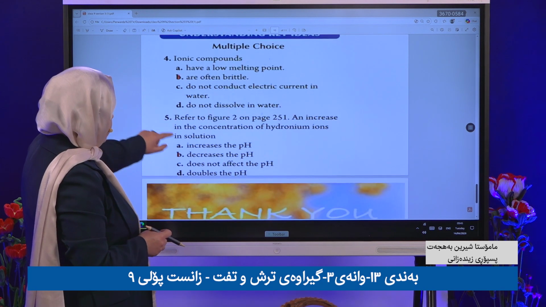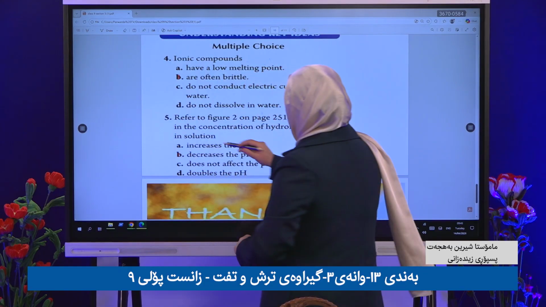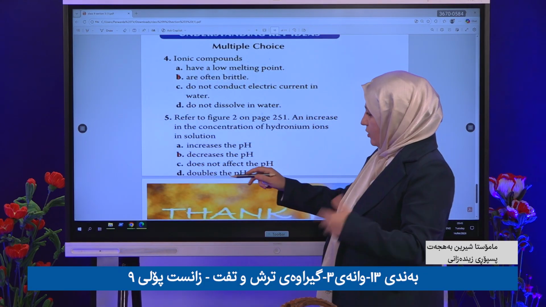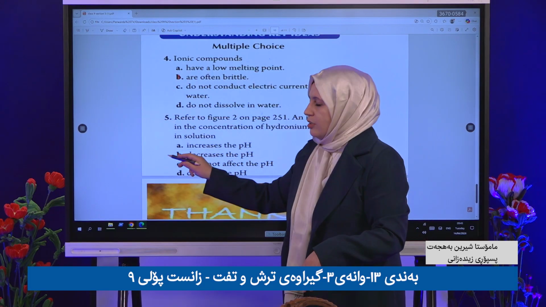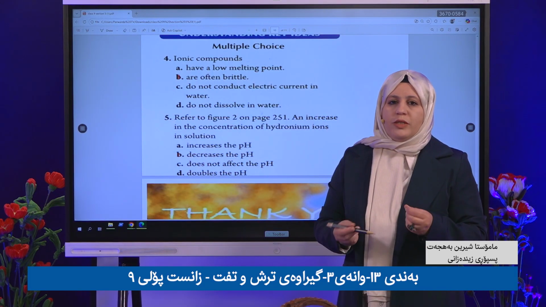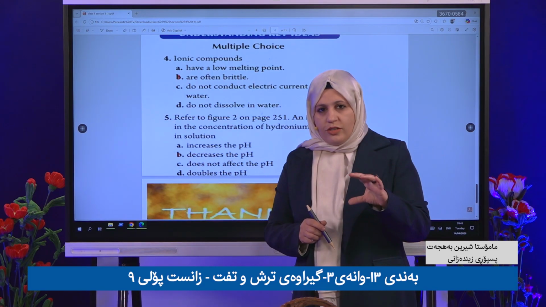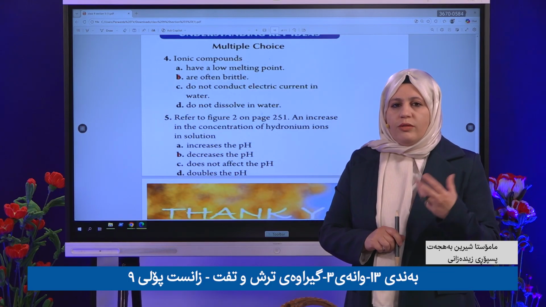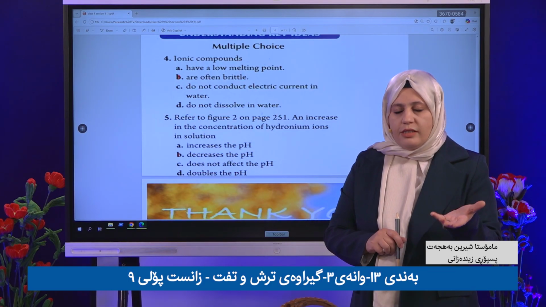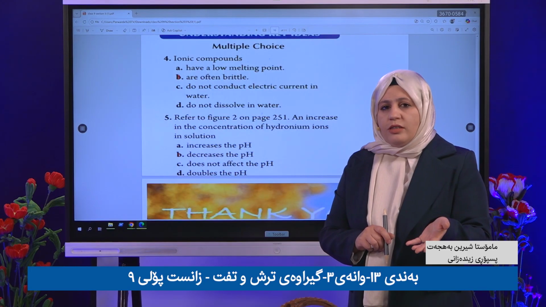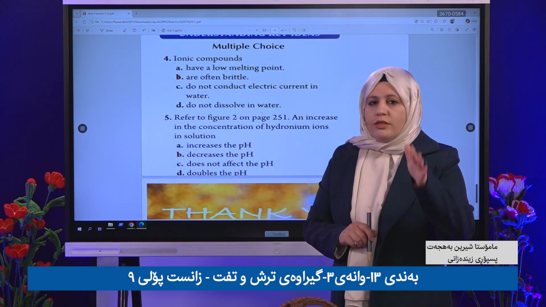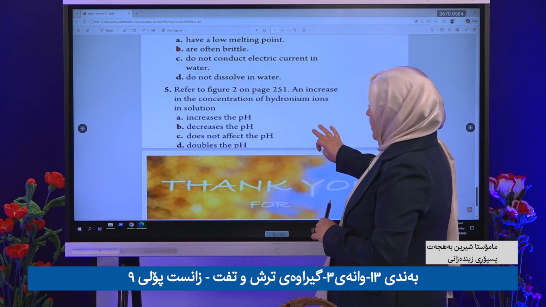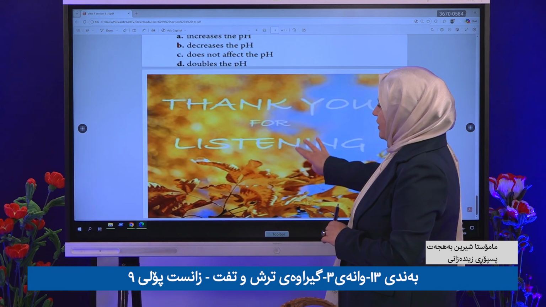Yes, this one. Increase the concentration of hydronium ions in the solution? Increase the pH? As I said, no. Decrease the pH. When you add more water to an acidic solution, what happened to the solution? The concentration starts to change, right? Does it increase or decrease? Of course, it decreases the number of hydrogen ions.